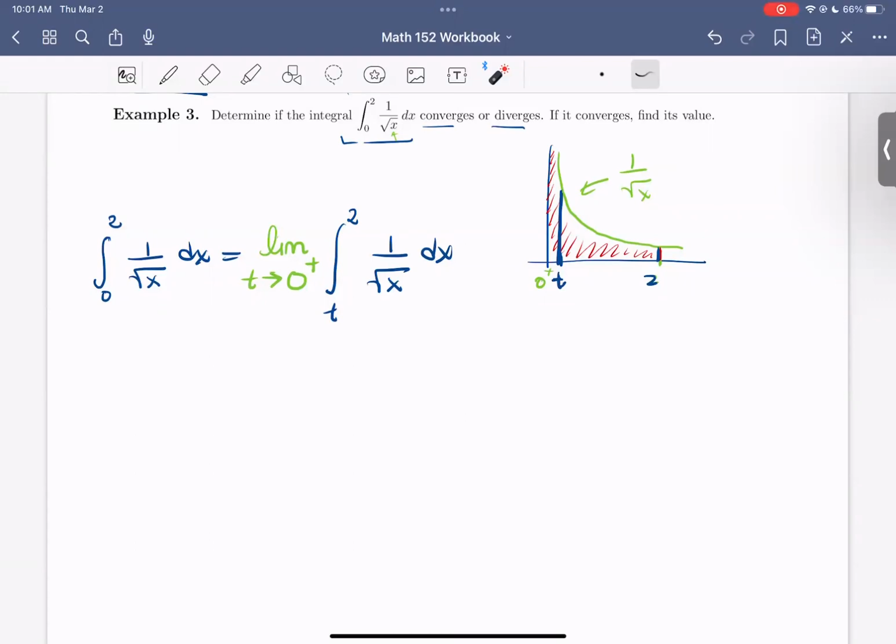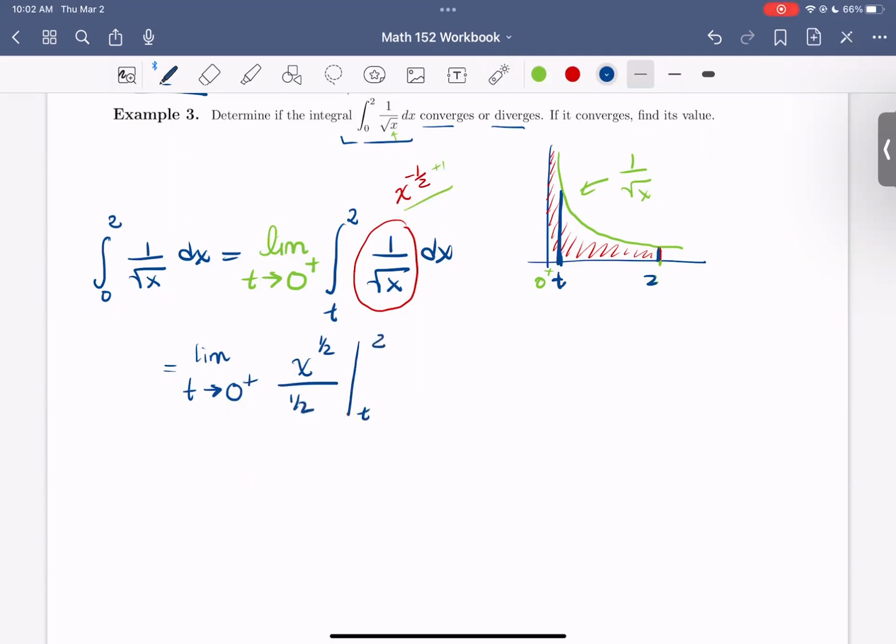Okay, so let's go ahead and compute this integral. We need to compute the antiderivative of 1 over root x. So that's the same thing as x to the negative 1/2. So in computing that antiderivative, let's go ahead and rewrite that limit. t goes to 0 from the positive side. Rewriting that antiderivative, we're going to add 1 to the exponent and then divide by the new exponent. So we get x to the positive 1/2 over positive 1/2, and we're evaluating at t and 2. So let's go ahead and clean that up a little bit.